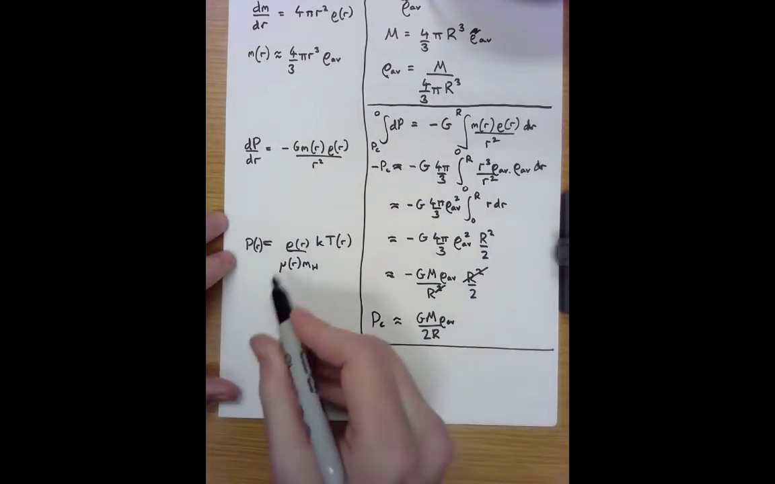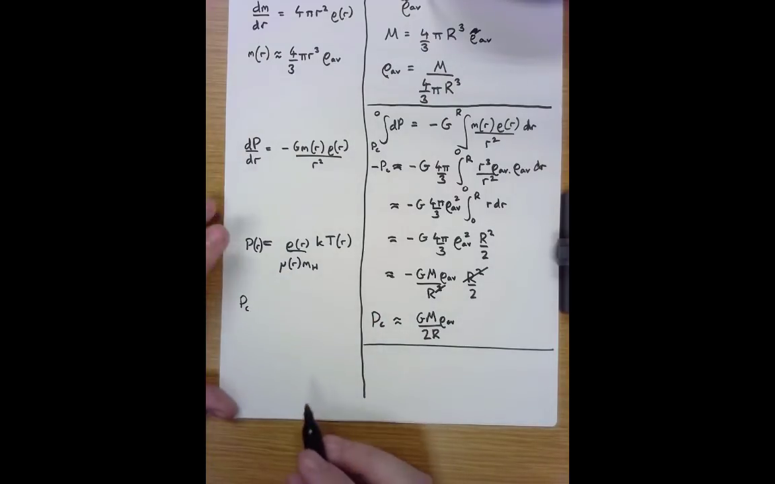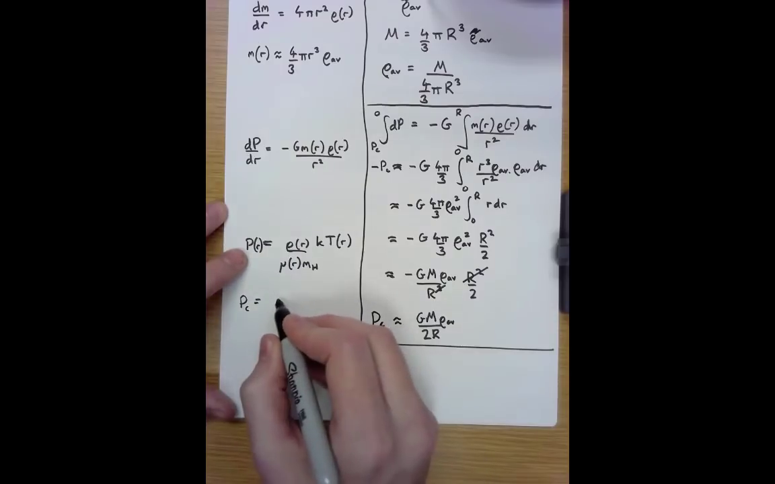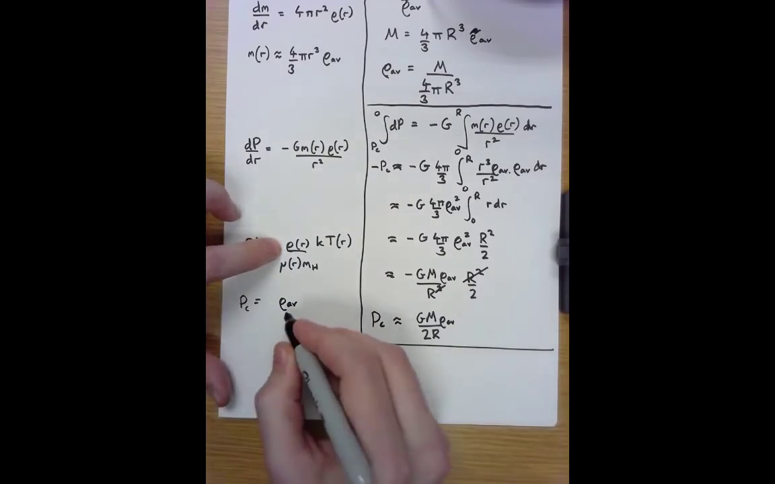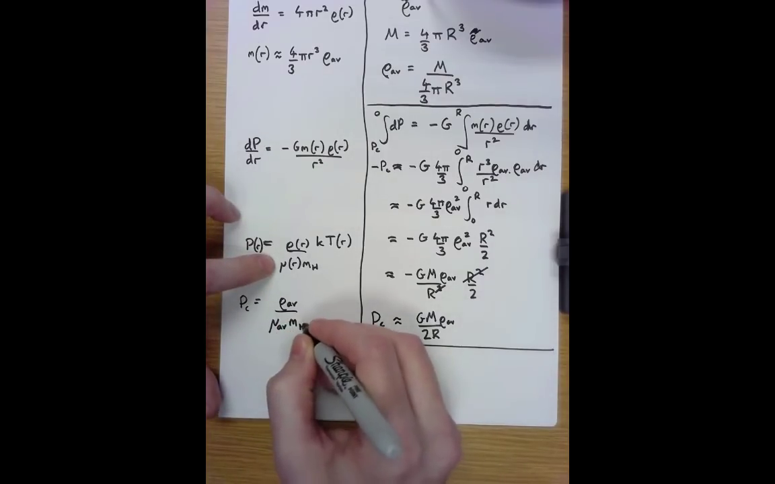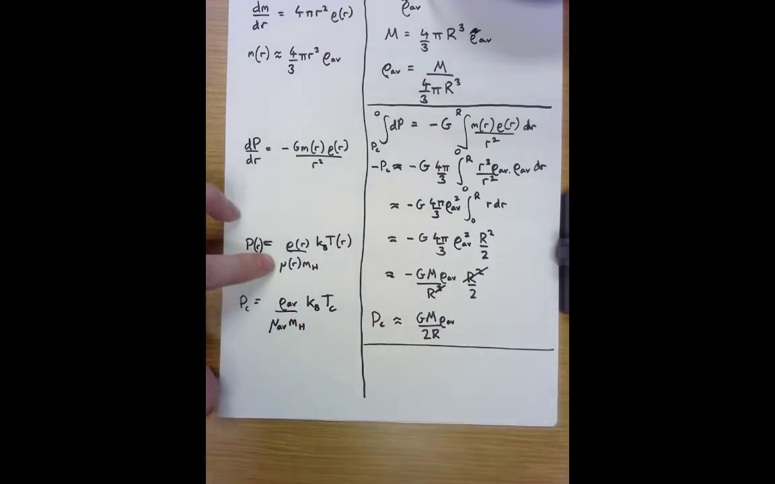So let's do that. This ideal gas equation of state implies that the central pressure is equal to some estimate for the density, rho average, divided by the average molecular mass times mH, times kB times the central temperature.